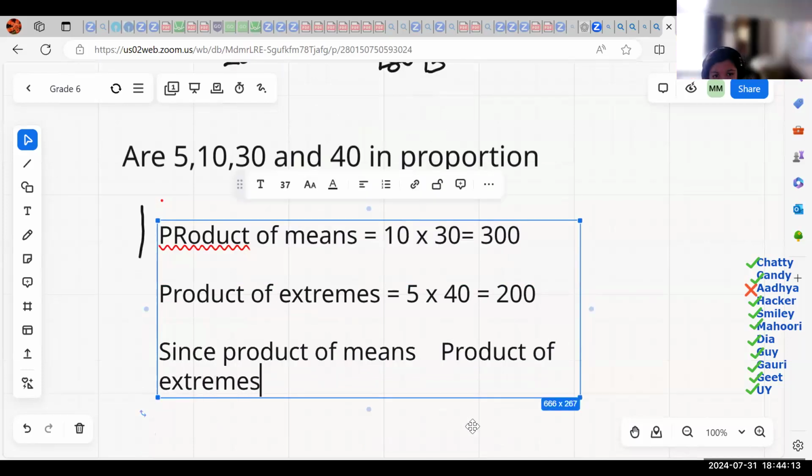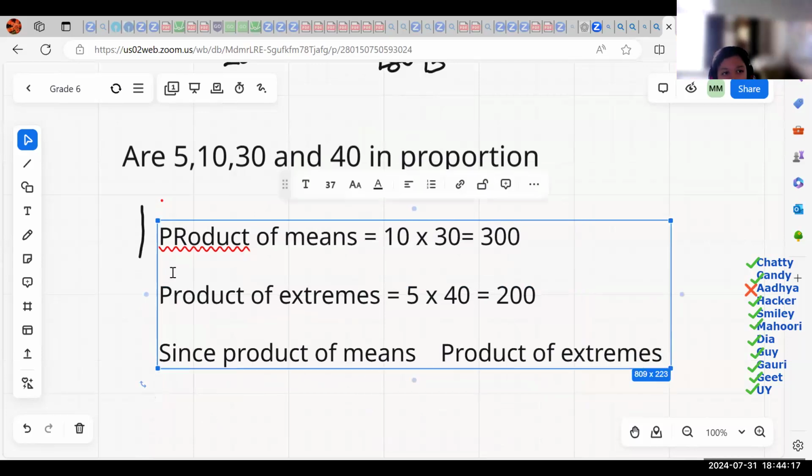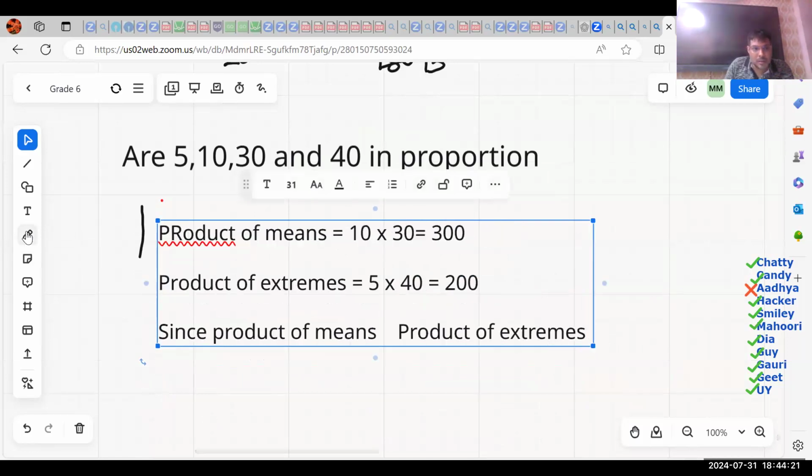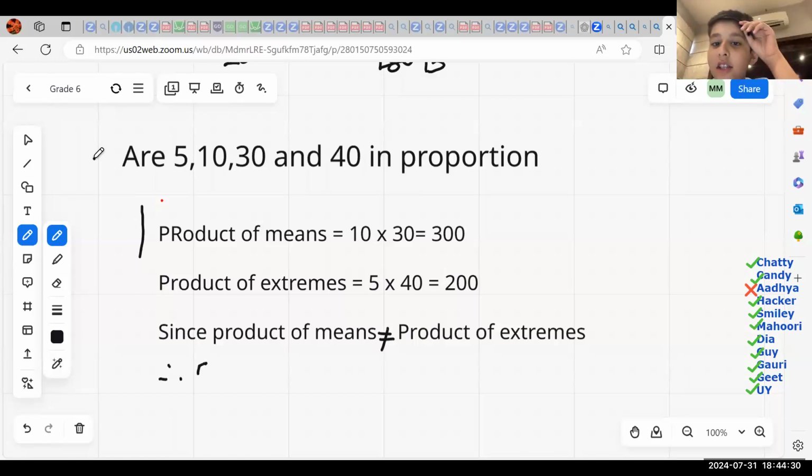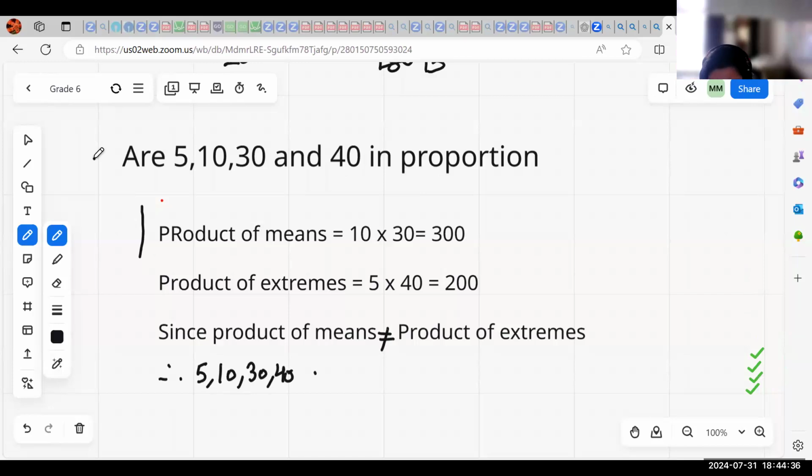Do we really have to write all that, or can we just do it like 5 into 40 equals 200, and for the school exam? No, you will have to write like this for your school exam. Since product of means is not equal to product of extremes, therefore 5, 10, 30, 40 are not in proportion.